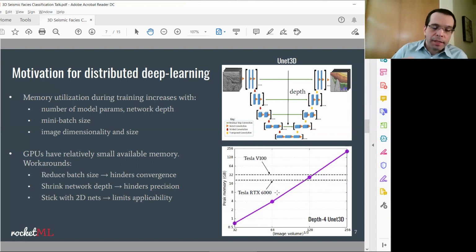So the kinds of workarounds that people use to work around this problem are to reduce the batch size, which might hinder convergence of your network. It might take longer to converge or not converge at all. Shrink the whole network, reduce the number of trainable parameters, which might hinder the precision and the predictability, the generalization of your network. And finally, just give up on 3D and stick with 2D nets, which, like I argued before, might limit your applicability, the kinds of problems you can apply this to.